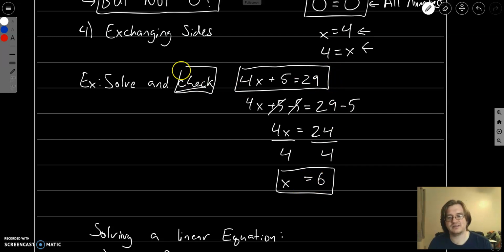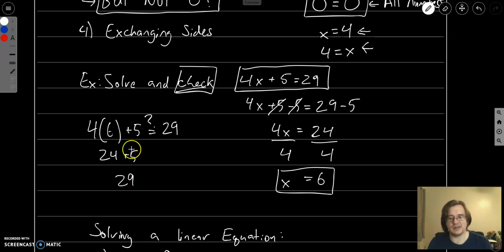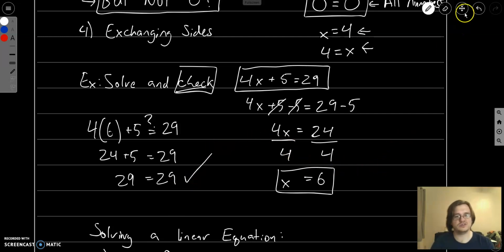But gotta check. So let's check this. Let's plug in 6. 4 times 6 plus 5. Is it equal to 29? Yes. 4 times 6 is 24. And if I add the 5, I still get 29. So, yes, I get a true equation.